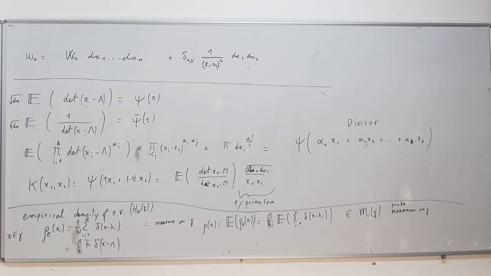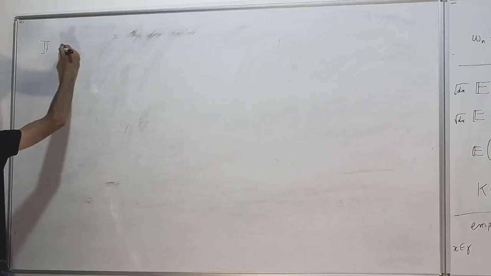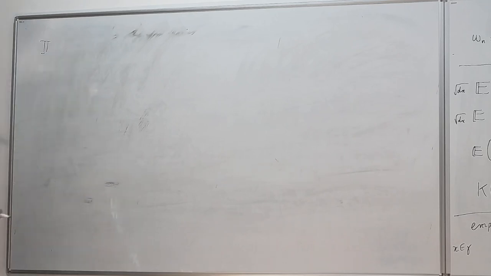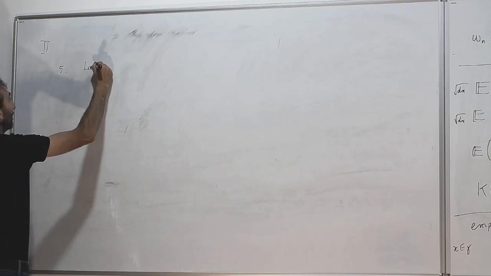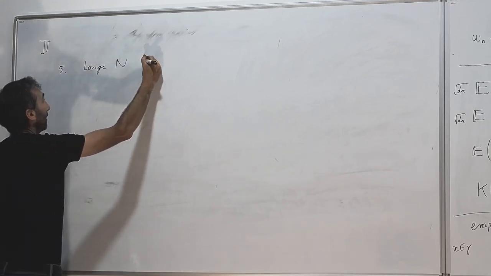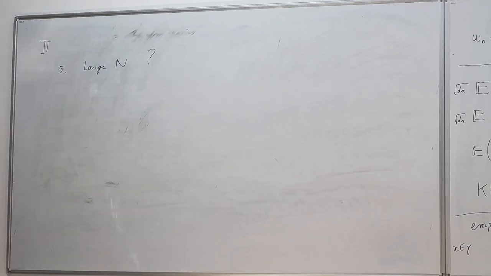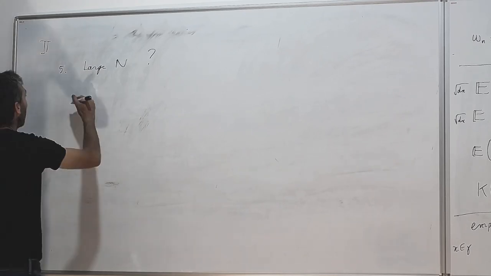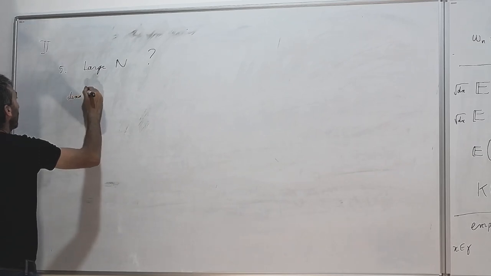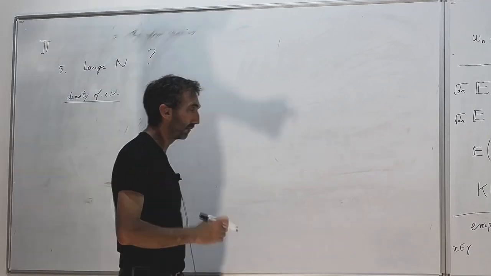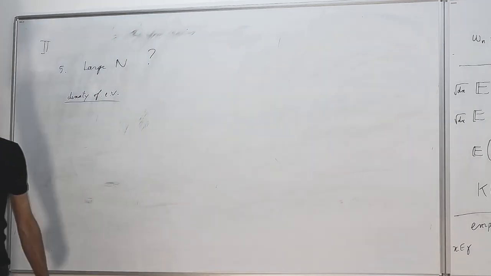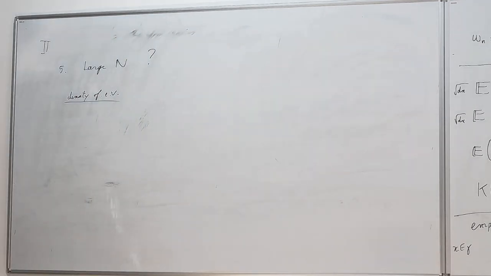So now I'm still in part two, and I don't remember the numbering, but probably something like 5, large n. So what happens in the large n limit? Let us start with the density of eigenvalues. And let me, in fact, I don't know if I could show some. Okay, well, I will draw the pictures.